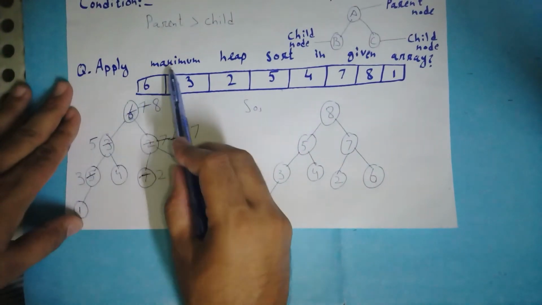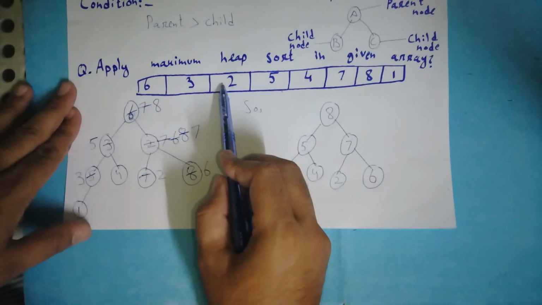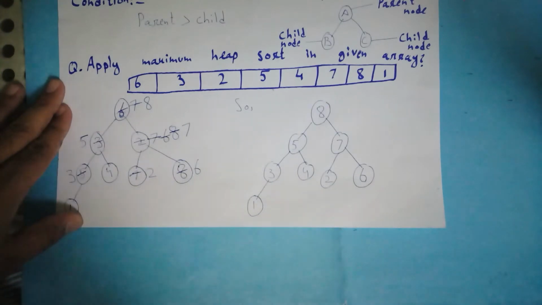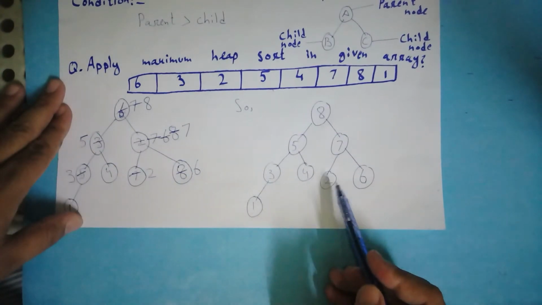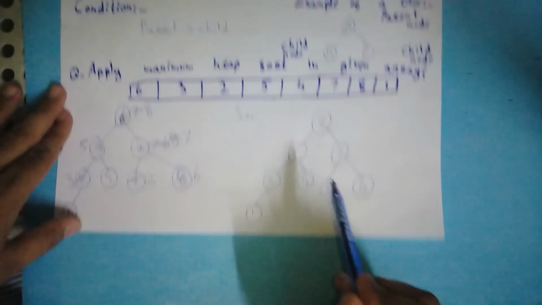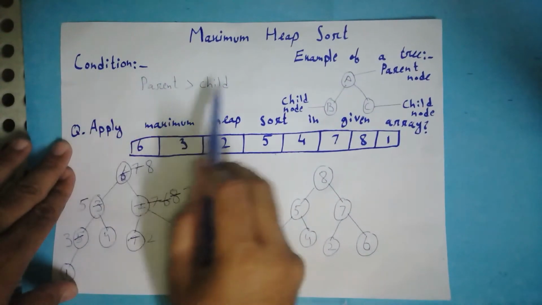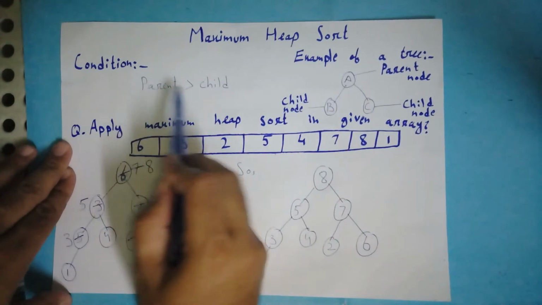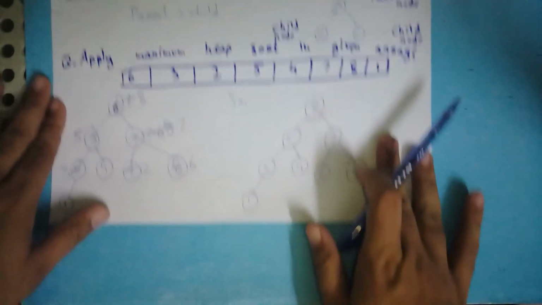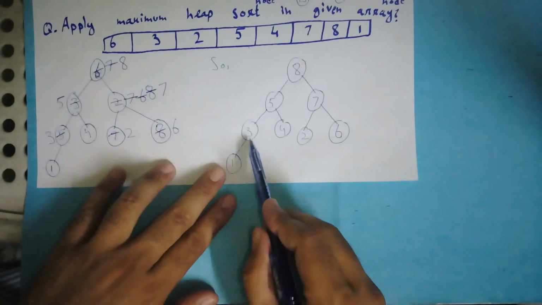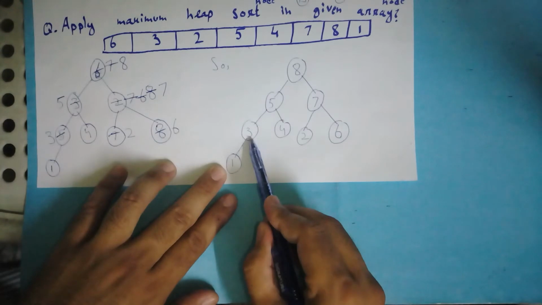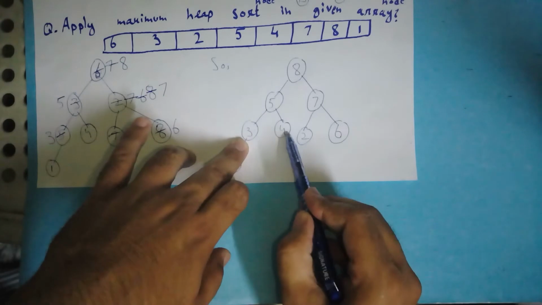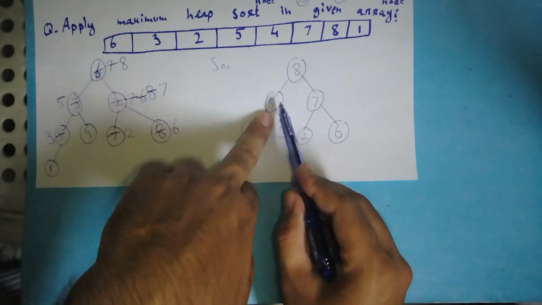So when you apply maximum heap sort on this array, after that you are going to get the tree like this. In this tree you can see this tree is meeting the condition of the maximum heap sort. In the maximum heap sort the condition is the parent node should be greater than the child node, and here 1 is a child node of this one, so 1 is less than 3, it means the condition is true. Now 3 and 4 are the child nodes of this node, and 3 and 4 are less than 5, so the condition is true.